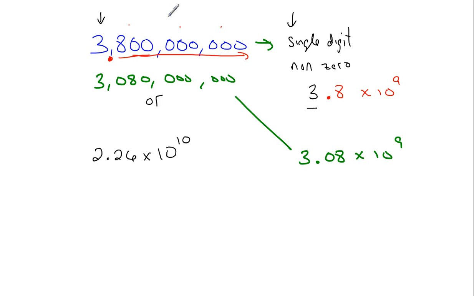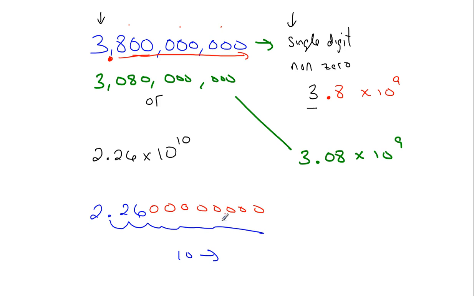Okay? And vice versa, if you have 2.26 times 10 to the 10th, then all this is really asking you to do is take this decimal, 2.26, and move it over 10 times to the right and fill in every zero you need after that. So this would be 22,600,000,000, right? So just a quick little review of your basics of scientific notation.